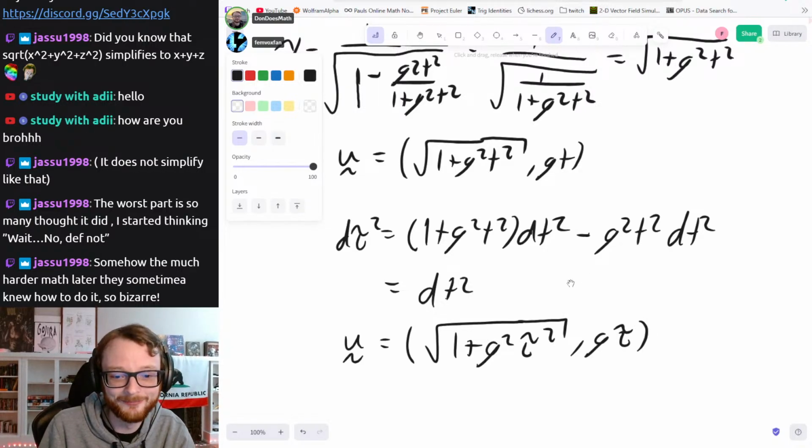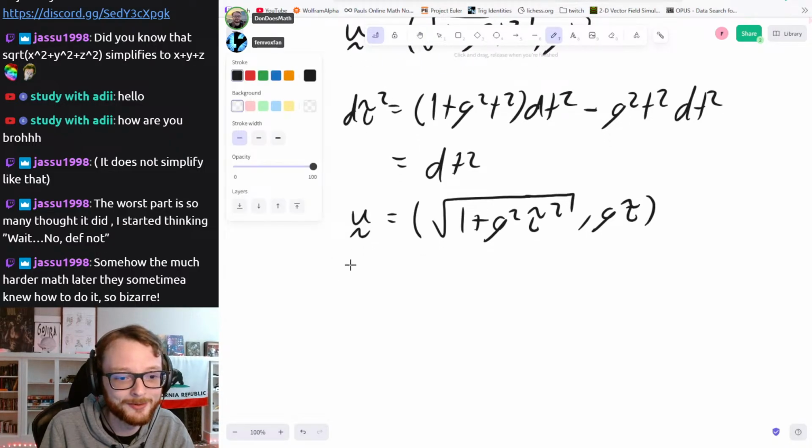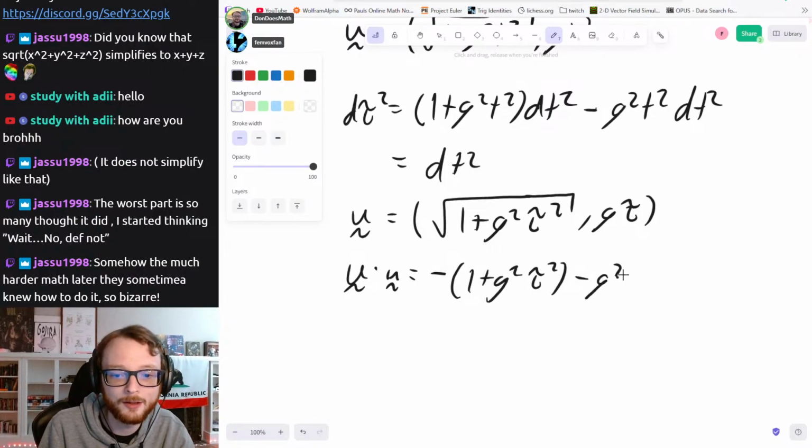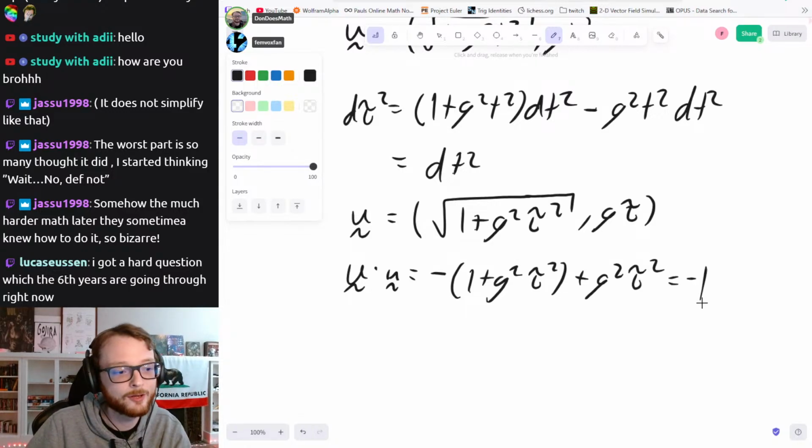The thing that we could check is u dot u should be -1. It works, I can see it works. Oh yeah, because the time component gets the negative. Plus. Okay, nice, -1. So that's a good sign.